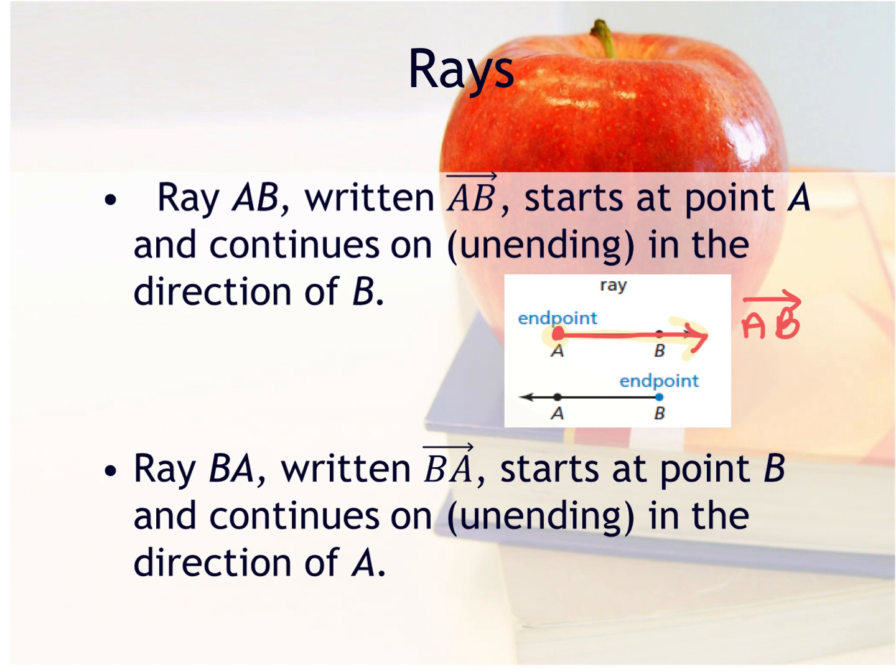So looking at the next one, ray BA, same thing. I'm starting at point B. So I'm starting here, and then I'm going through A. Again, starting at B and going through A. The order does matter. Okay, I could also write it as B going through A. So I could write it this way as well.